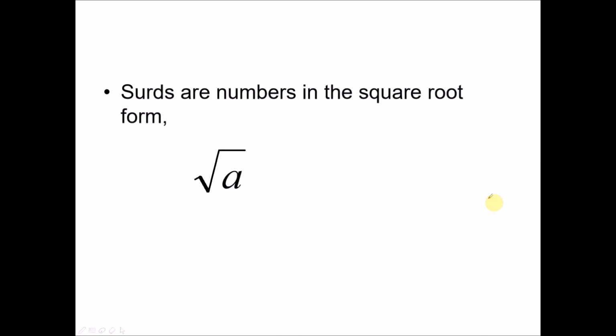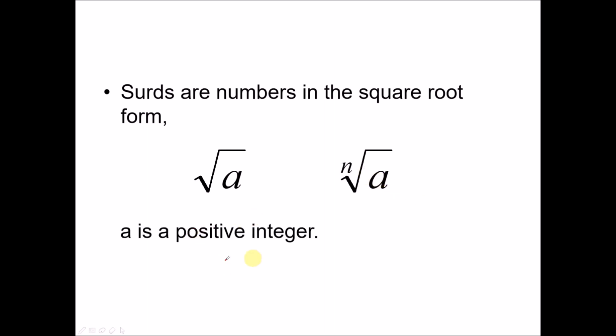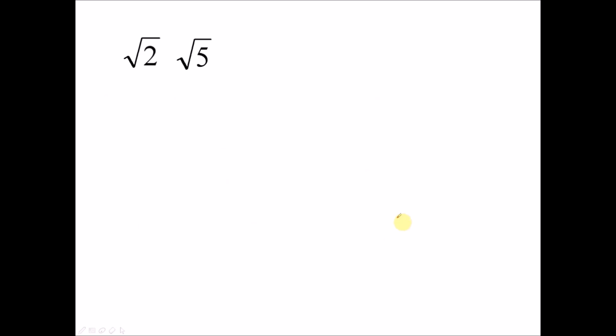Surds are numbers in the square root form, like for example, the square root of the number a. Surds can also be written in the nth roots form, like for example the nth root of a, where the a value must be a positive integer. So the square root of 2, the square root of 5, the square root of 37, or the fifth root of 3, all of these are surd numbers.